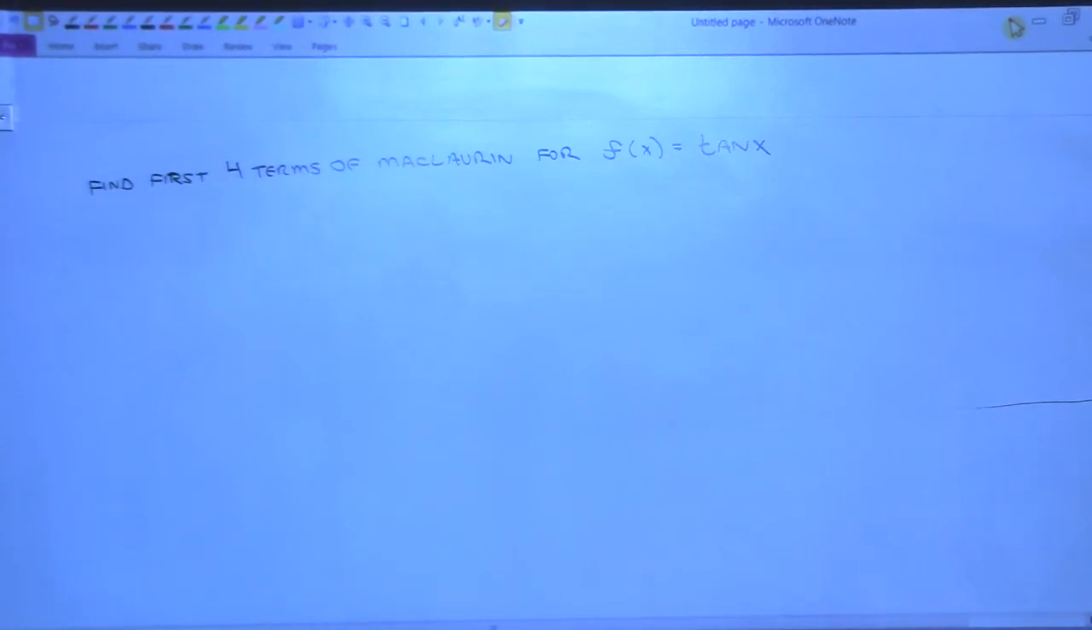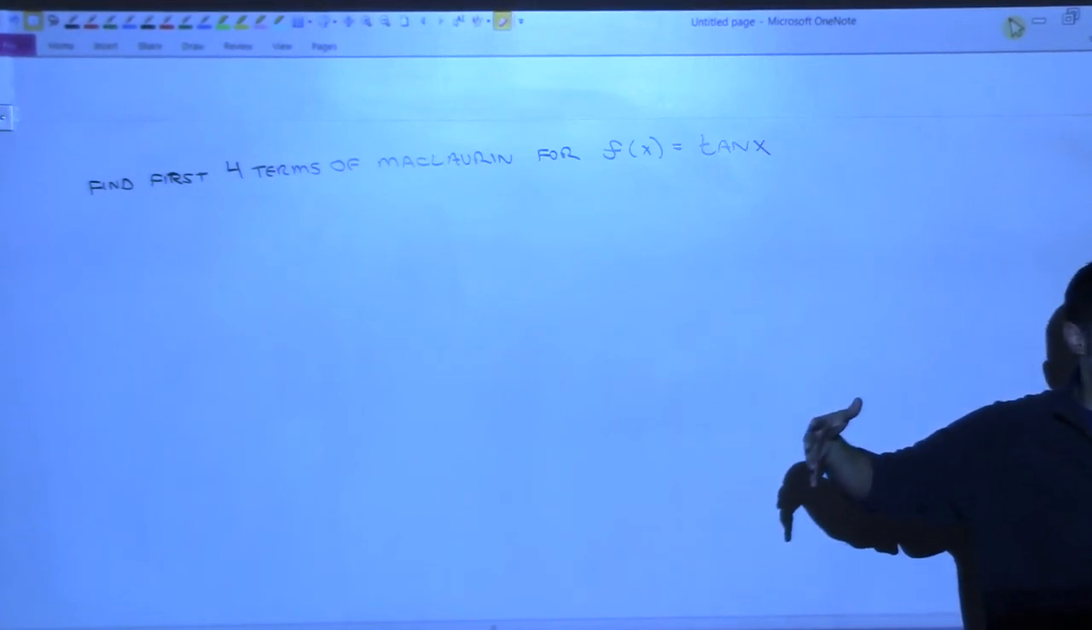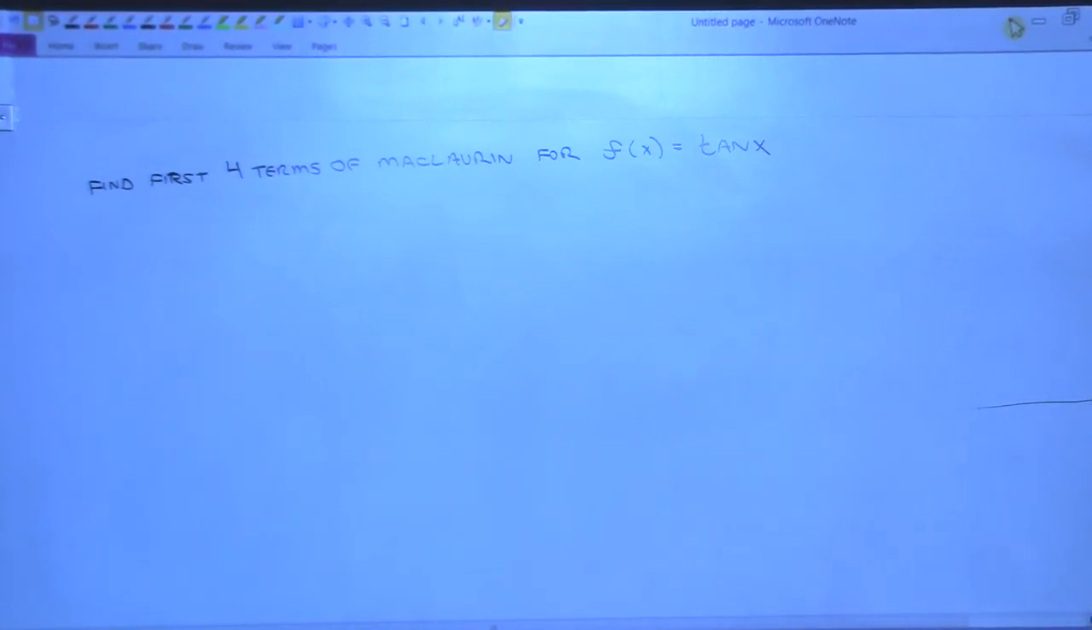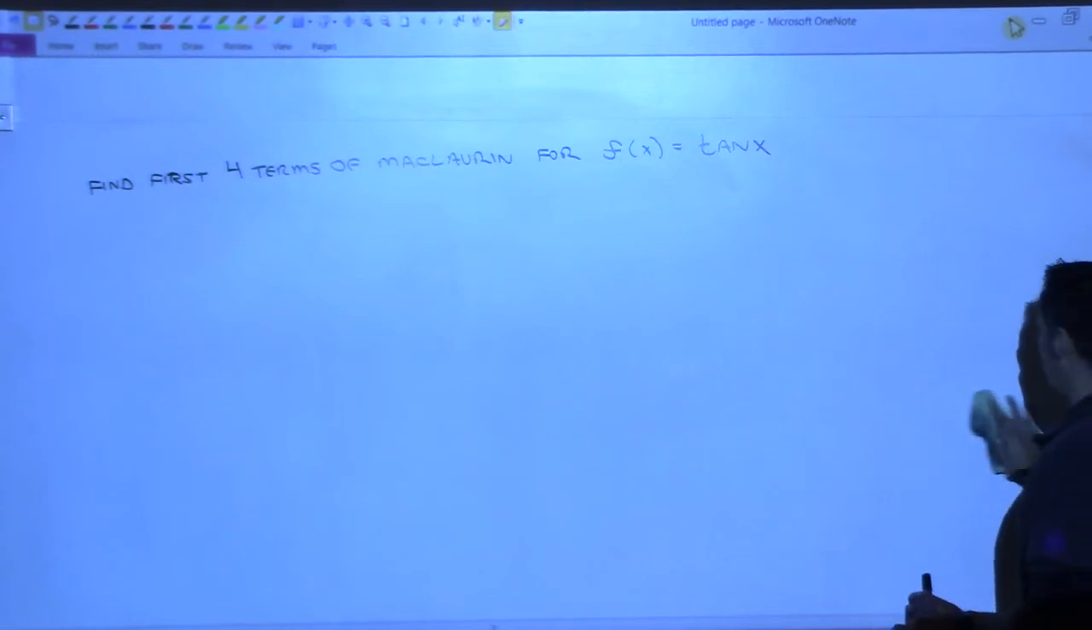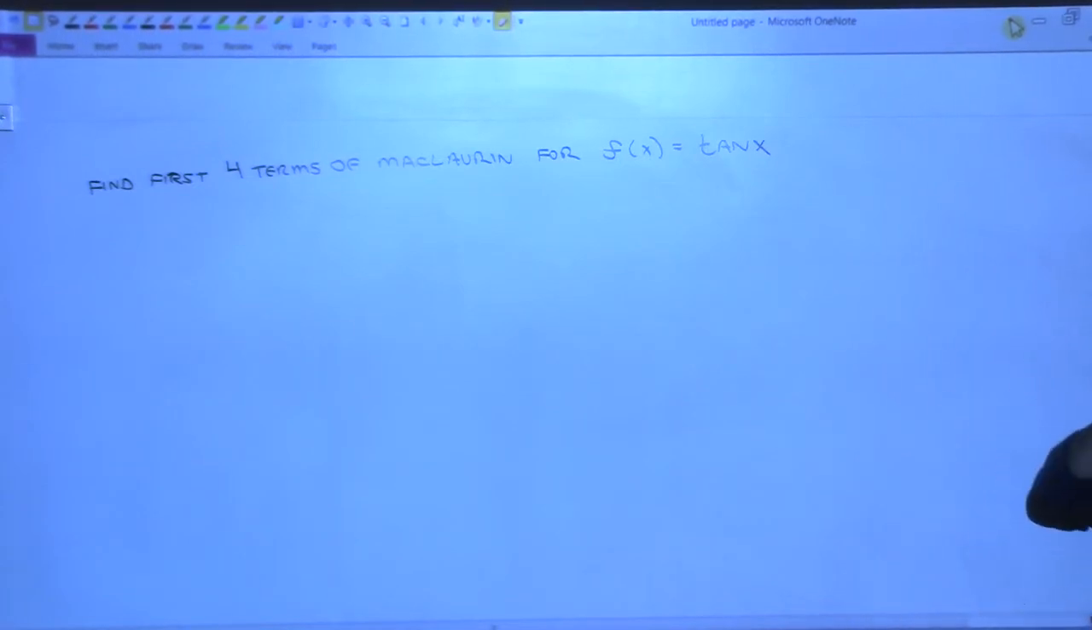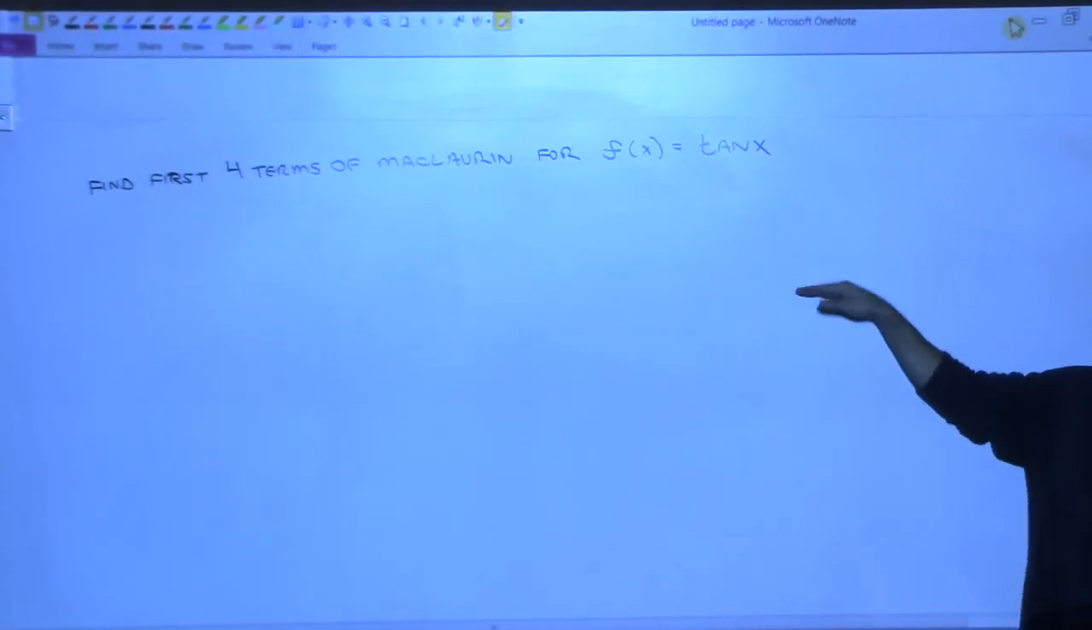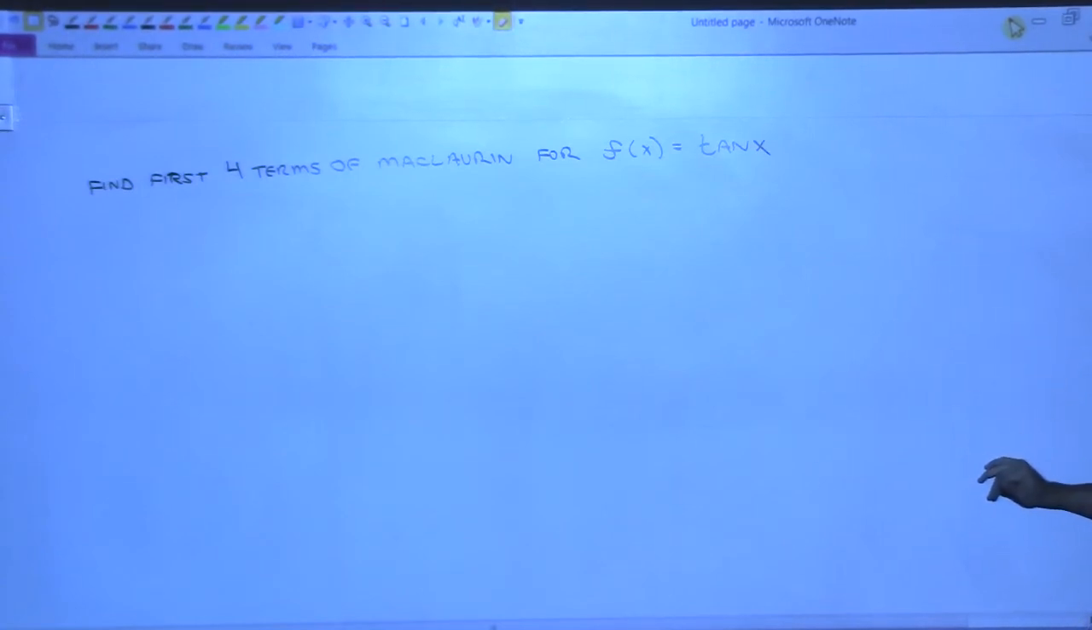So page 484 has the common Maclaurin series, right? And tangent of x is not there. Arctangent happens to be there, but tangent's not. So how would we set about doing this? Well, you have 2 options. Make a table, take derivatives, and try to find a pattern. That's one option. The other option is to use the table of Maclaurin series, but I just said it's not on the table, right?